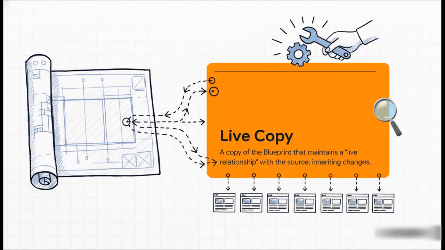Now from that, you create what's called a live copy. And I want to be super clear here, this is not your average copy and paste job, not even close. This live copy maintains a special live relationship, like a digital tether, back to the original blueprint. So if you change something in the master recipe, the live copy automatically gets the memo and can pull in those updates. It's a copy, but it's a smart copy.